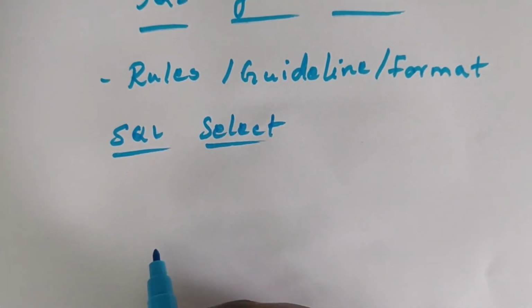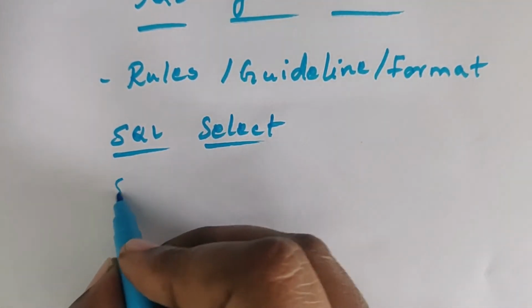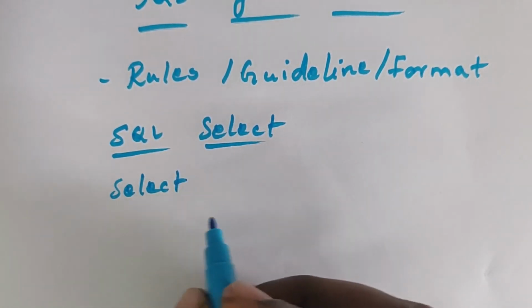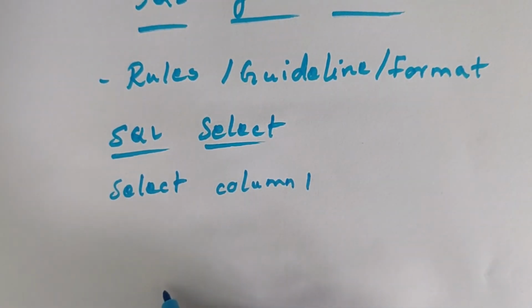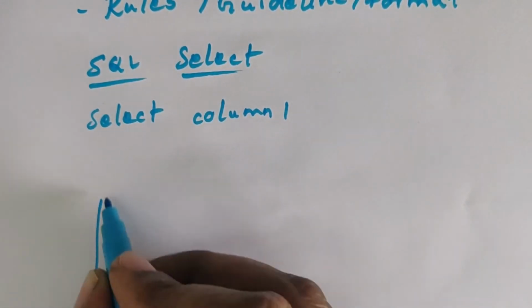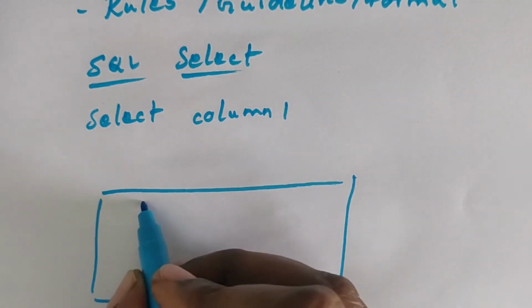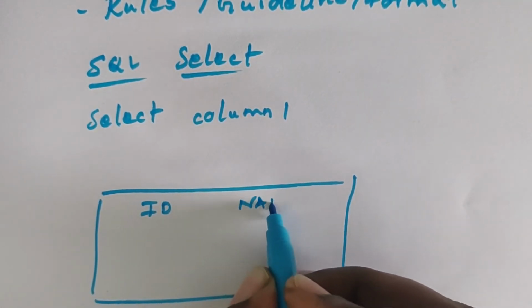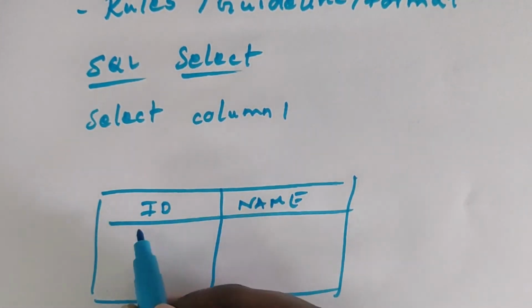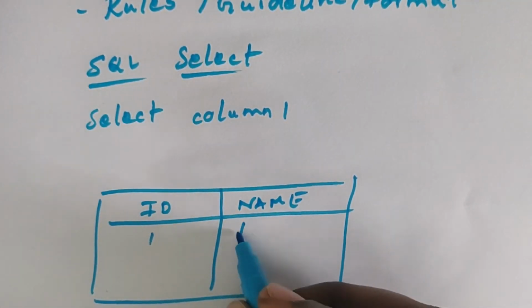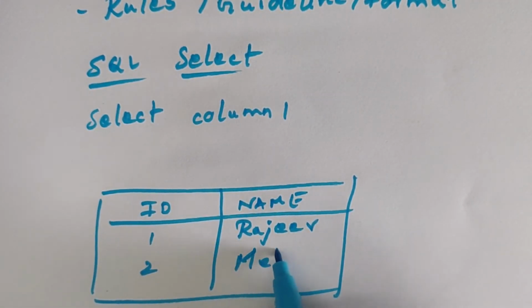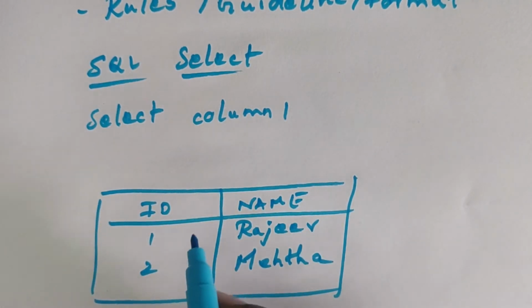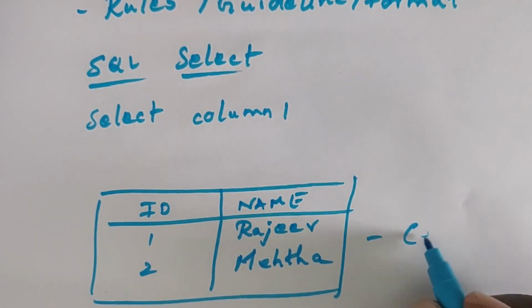For this SQL select, I am just going to write the syntax. Select column 1. So consider there is a table. First I'll just draw a table. This is ID, this is name. I am having data Rajiv, another data Mehta. This is a table. This table let us take as the customer table.